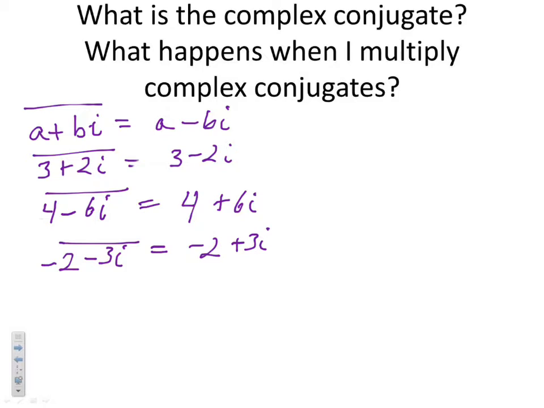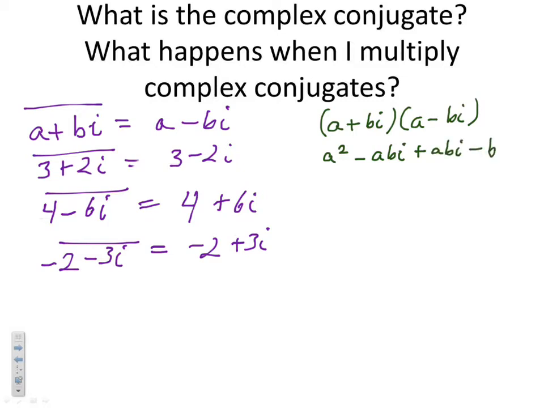What happens when we multiply these together, though? We're going to take a look at the general case real quick. This will always be what you get, no matter what. So we have a plus bi times a minus bi. Let's multiply these out. That's a squared minus abi plus abi minus b squared i squared. You see that? These middle terms cancel, they go away, right? So we're left with a squared minus b squared i squared. And what was i squared again? Negative 1. So that leaves us with a squared plus b squared.